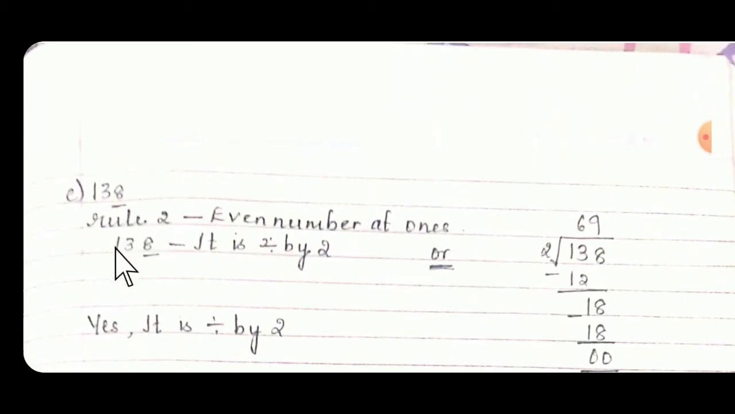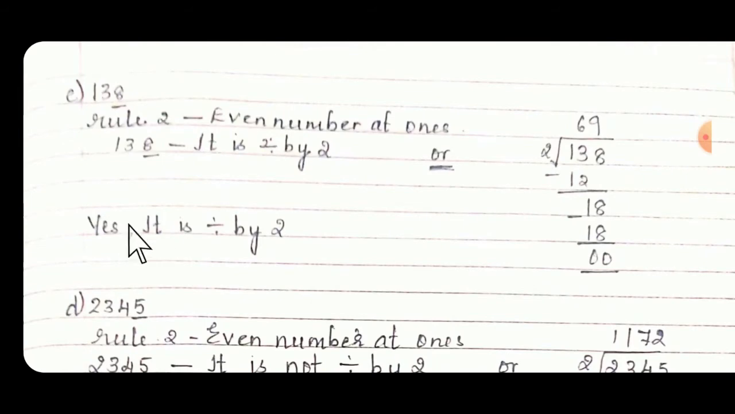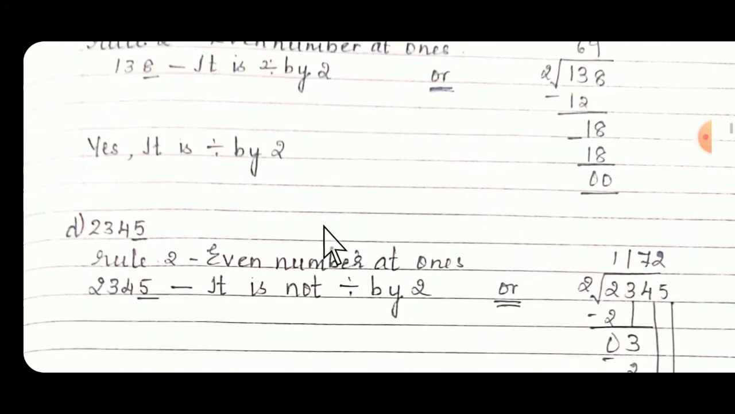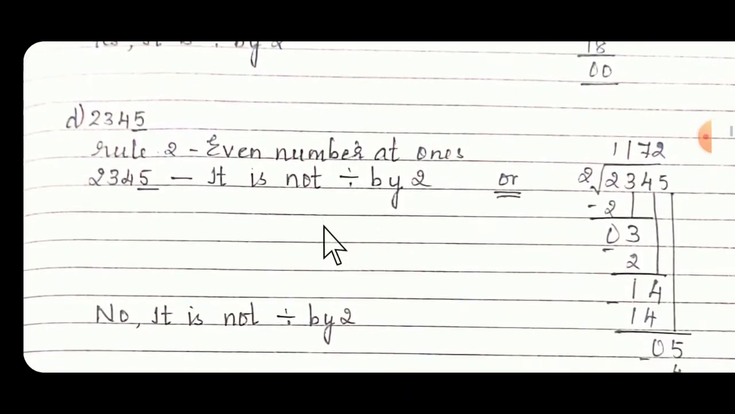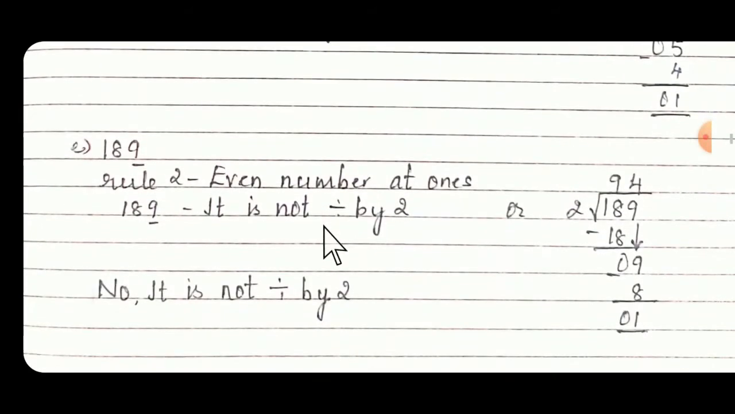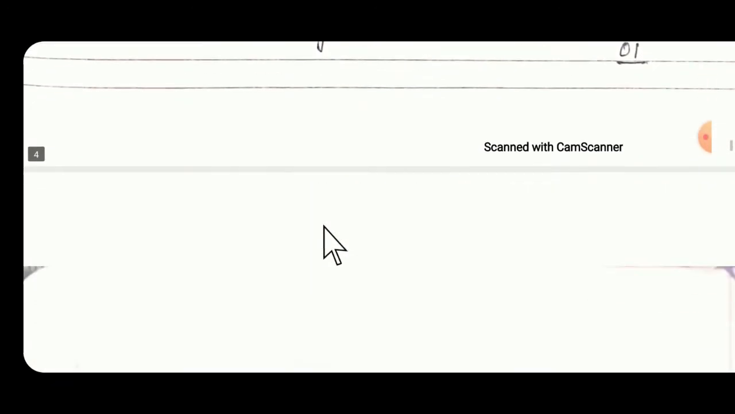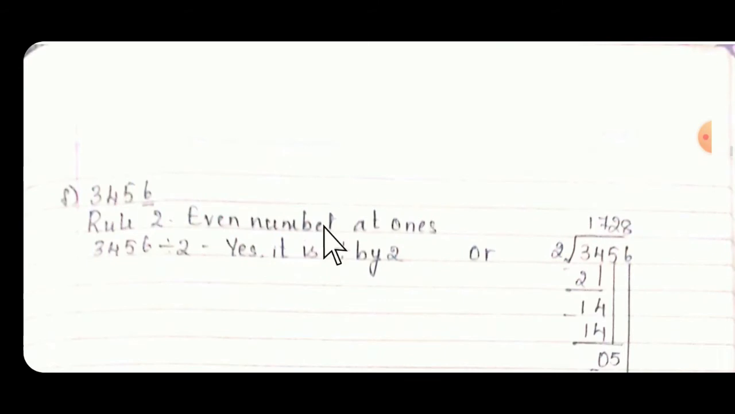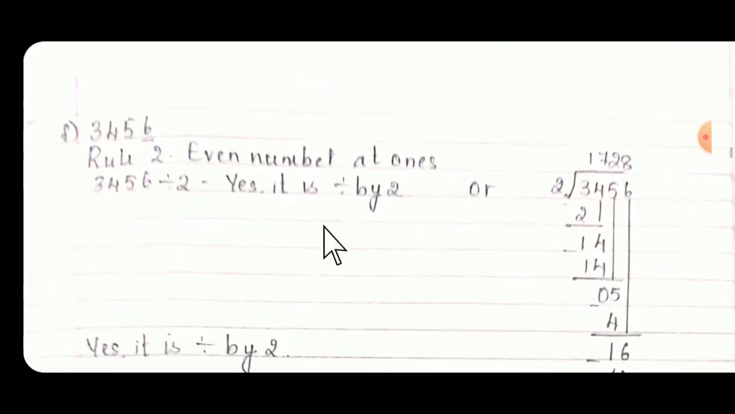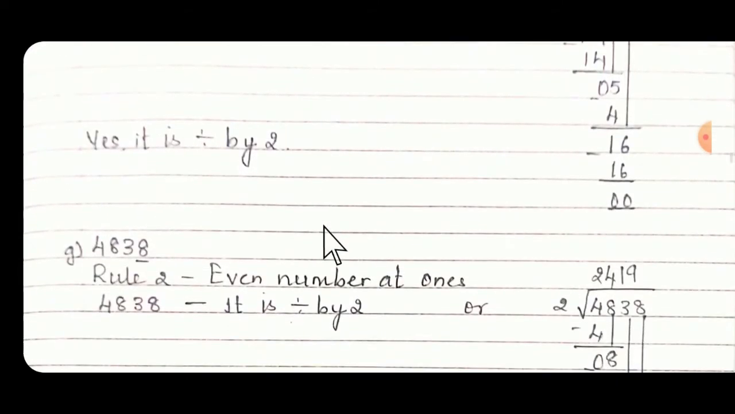138. Write down rule 2. What does it say? Even number at the place of ones. 8, it is divisible by 2. If you divide the whole number, you will get remainder 0. So that number is divisible by 2. Similarly, do for D and then E, F, G.